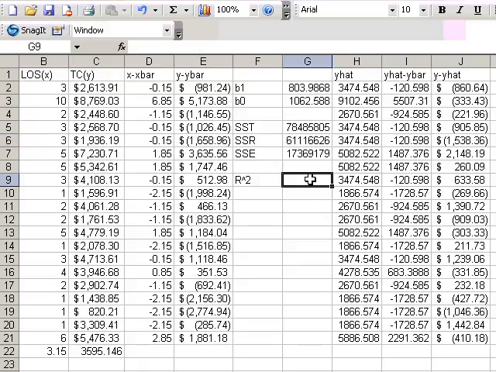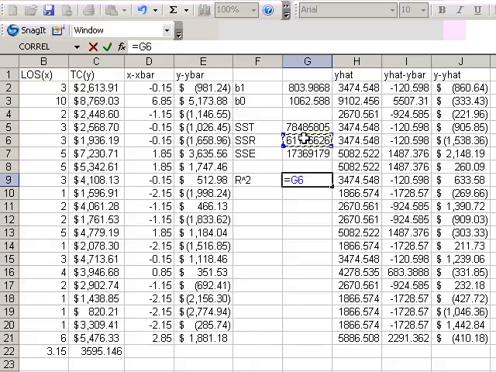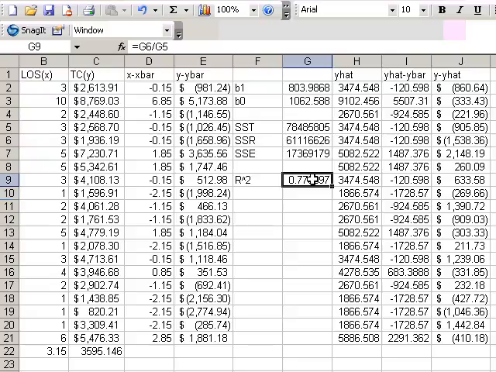So in this case, the R square is equal to 61 million divided by 78 million, and the result is essentially 78%. In other words, we've accounted for 78% of the variance in total charges by using the variable length of stay.